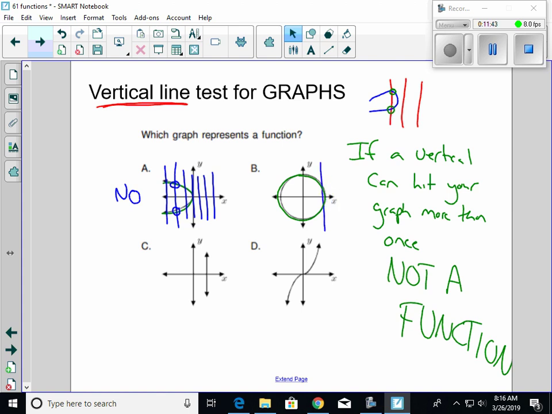Here it hits it once, but anywhere else, here, it would hit it twice. So if you can find any spot where it hits a graph twice, then it's not a function.